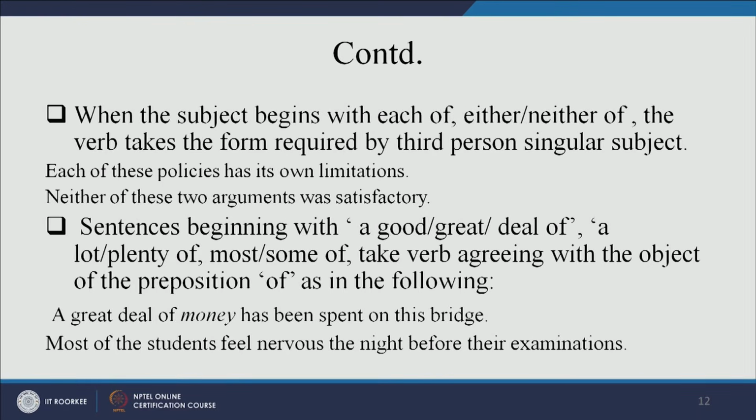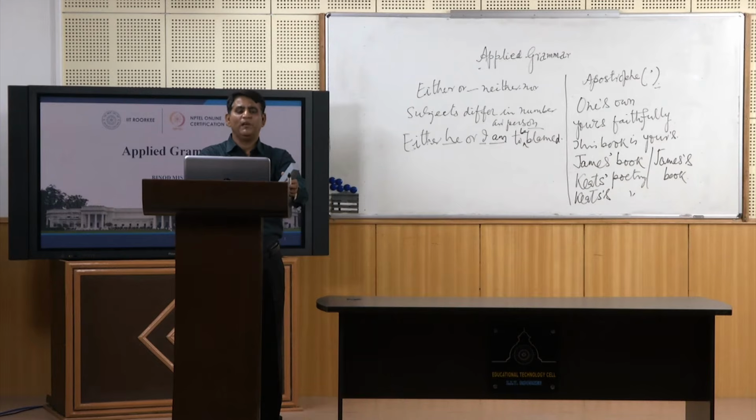Sometimes the sentences will begin with a great deal of, a good deal of. The verb will agree with the object of the preposition of. For example, a great deal of money has been spent on this bridge. Most of the students, so after of, students, that is plural, feel nervous the night before their examination. So there has to be an agreement between the subject and the verb, and the rules of the agreement will also vary.